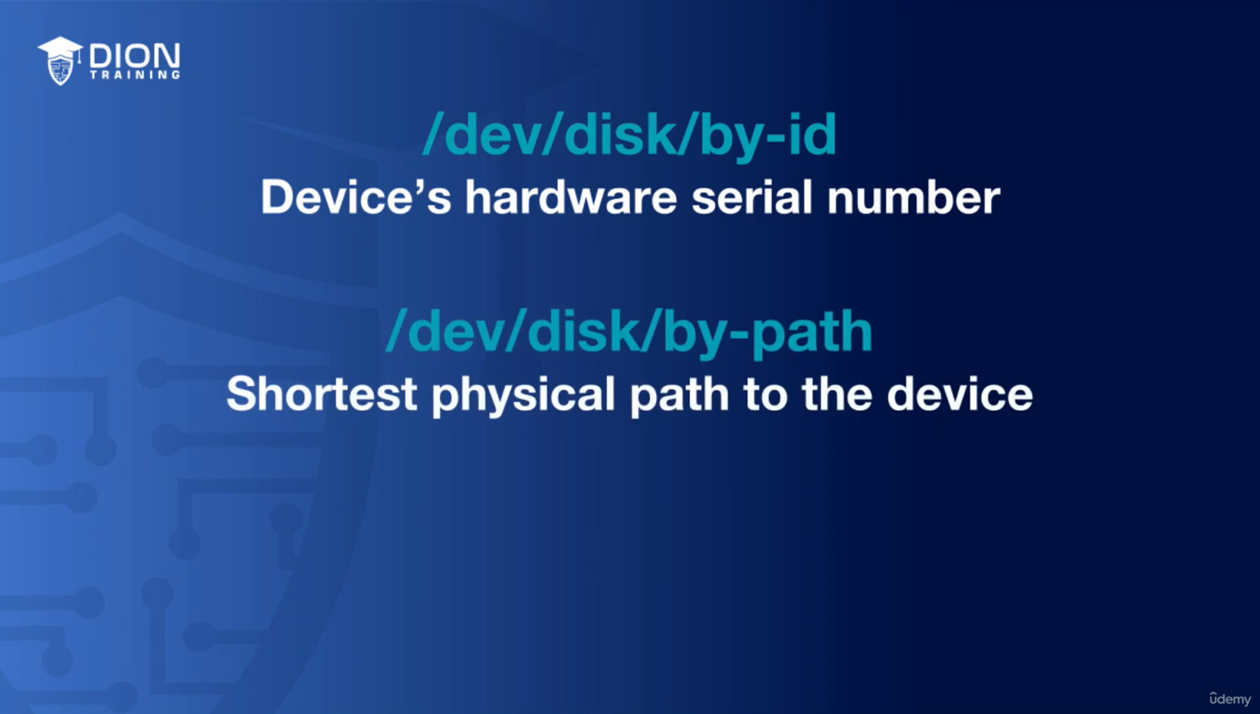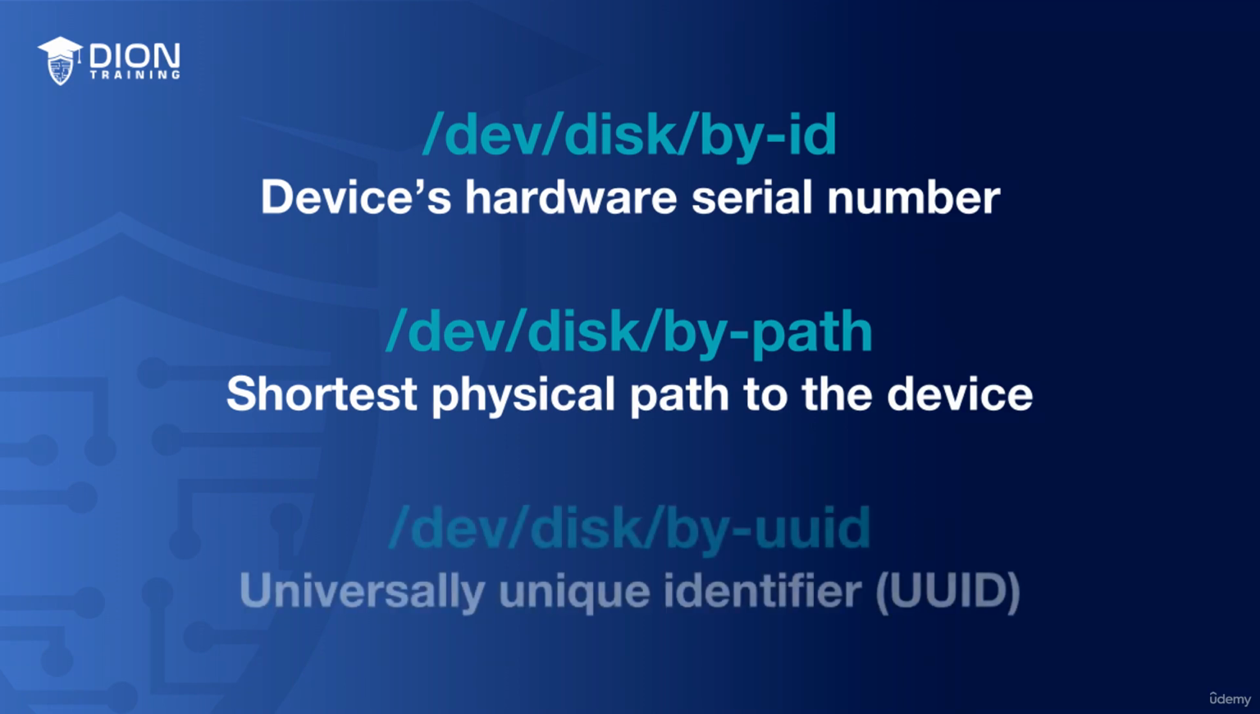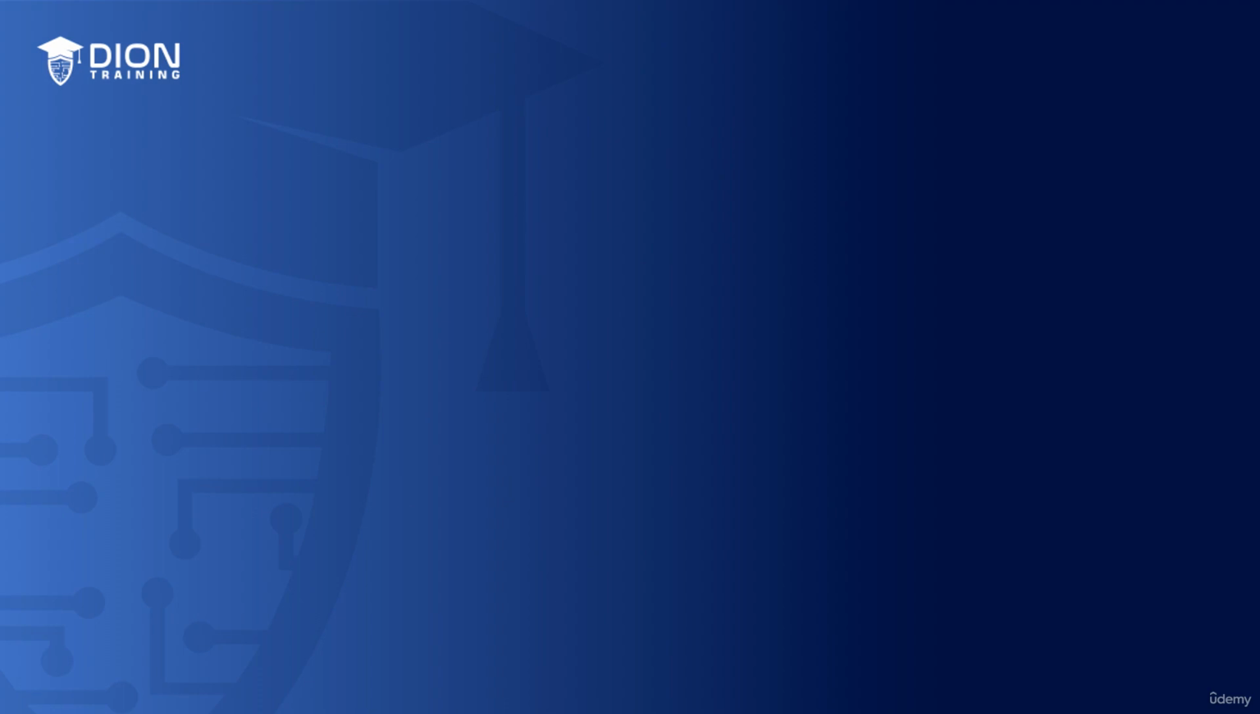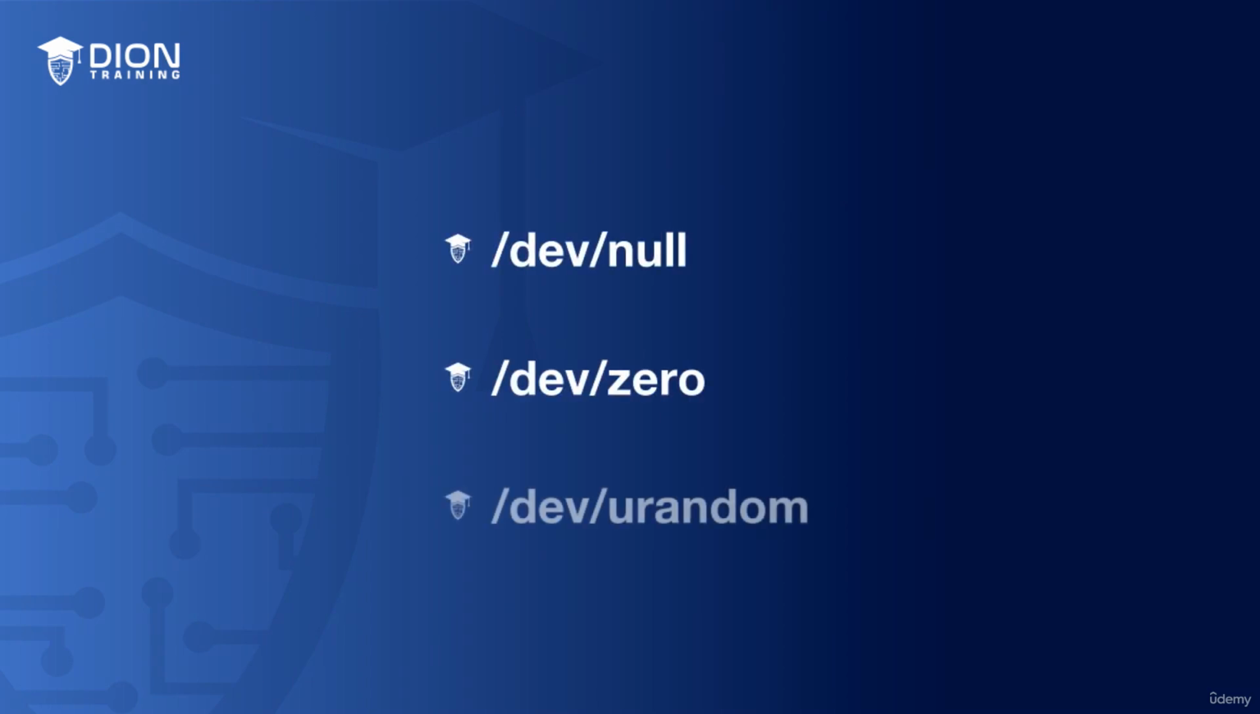/dev/disk/path. Finally, if I'm going to use a persistent naming scheme based on the universally unique identifier, or UUID, I would write this as /dev/disk/UUID, and this would refer to that universally unique identifier that's assigned to the device when the file system was first created on it. The last thing we need to discuss is some special character devices that exist under the /dev directory. This includes the /dev/null, /dev/zero, and /dev/urandom.